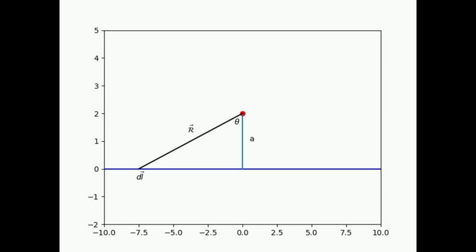Now, our vertical line here represents a vector pointing to our point of interest, a distance a above our infinitely long wire. As dl slides across the wire, the angle between a and our curly vector r, which is our diagonal line, will also change. Now, the curly vector r is a vector that points from wherever dl is to our point of interest, that is a distance a above our wire.